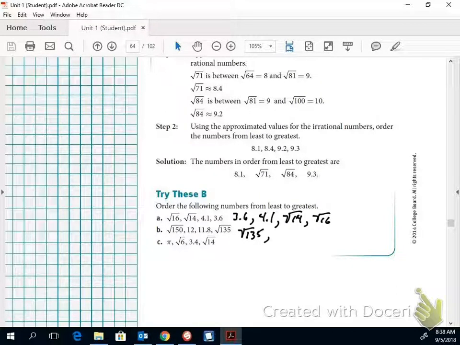All right, square root of 135, then what? 11.8. All right, then what? 12. And then finally, square root of 150. All right. Maya, what comes first on C?